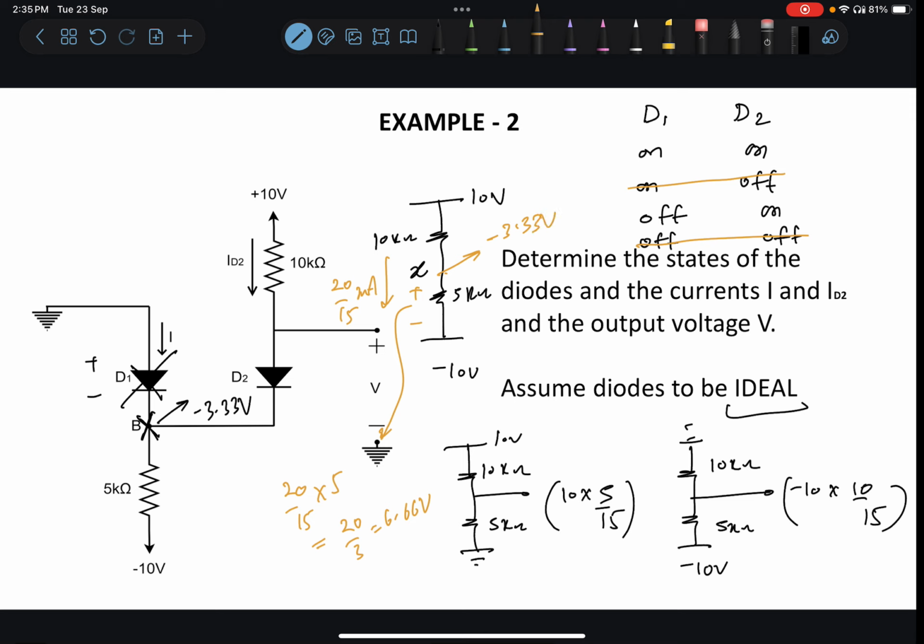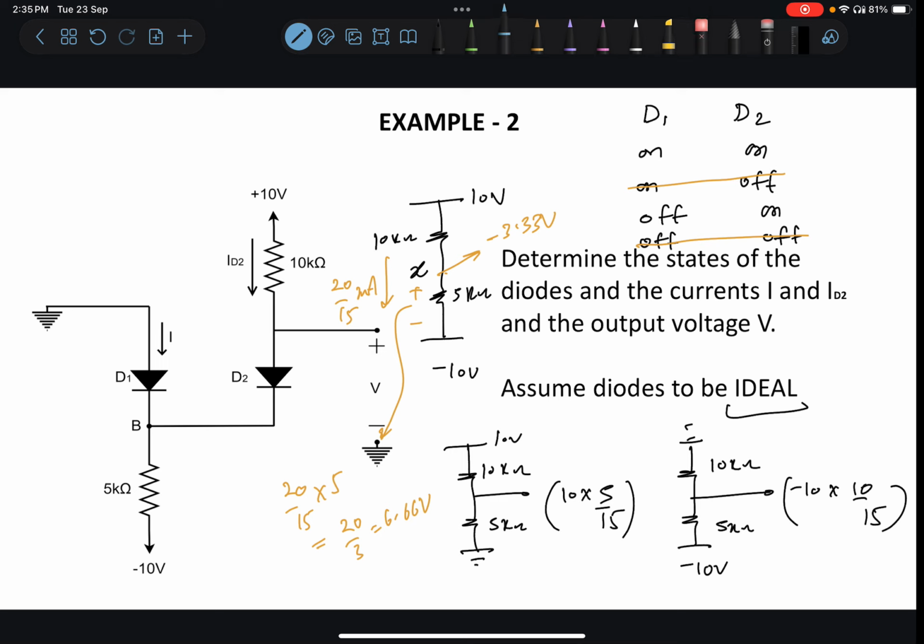Now since we know the potential at this node is minus 3.33 volts, the negative potential is lower than the positive potential, which means that D1 is forward biased. So the assumption that D1 is not conducting is not correct, and we got to know that both D2 as well as D1 are conducting. So now we can solve the circuit knowing that these two diodes conduct.